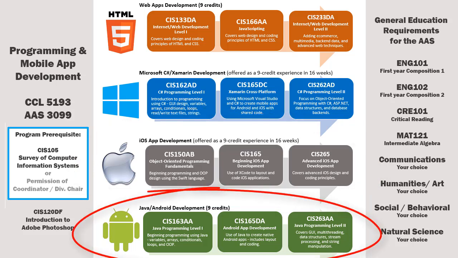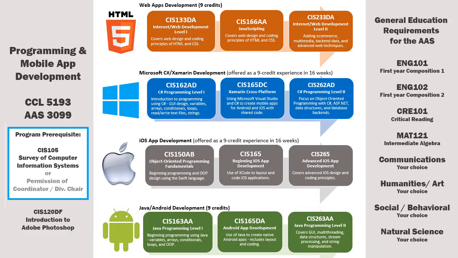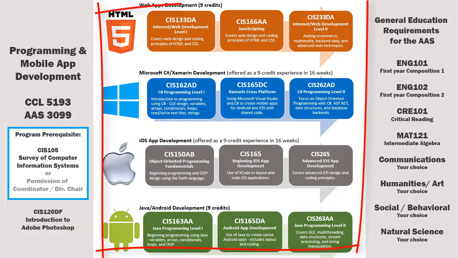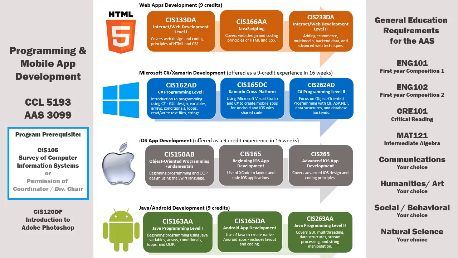And then finally we have Java and Android. How do we create native apps for Android devices? Here you're going to learn Java, and you're going to learn Android app development, much like the iOS app development, laying out the screens and doing some data backends, and then an advanced Java class, which will tie those 2 together. So 4 tracks, each one 9 credits, 36 credits. This, in totality, will give you a CCL in Programming and Mobile App Development.